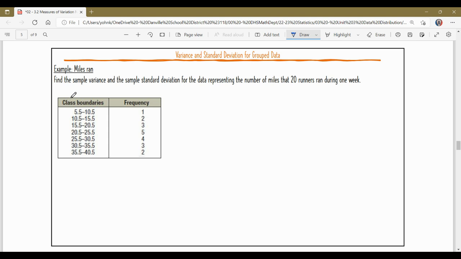Well, the previous slide says you should have 5 columns: class, frequency, midpoint, frequency times midpoint, and frequency times midpoint squared. So these are the extra 3 columns that I need to do. The midpoint I'm going to find by taking 5.5, adding 10.5, and dividing by 2. That gives me 8. 10.5 plus 15.5 divided by 2 gives me 13. Then I see a pattern emerge: 18, 23, 28, 33, and 38.